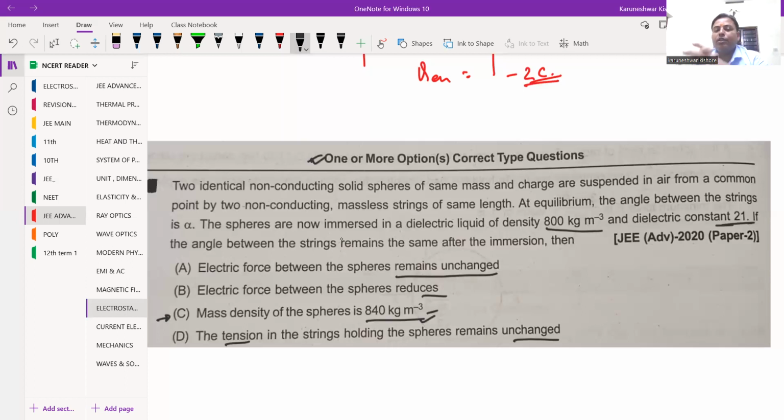So we got the four options, in which mainly it is asking you कि जो electrostatic force लग रहा है दो स्फीयर के बीच में, क्या वो constant रहेगा या वो reduce होगा.